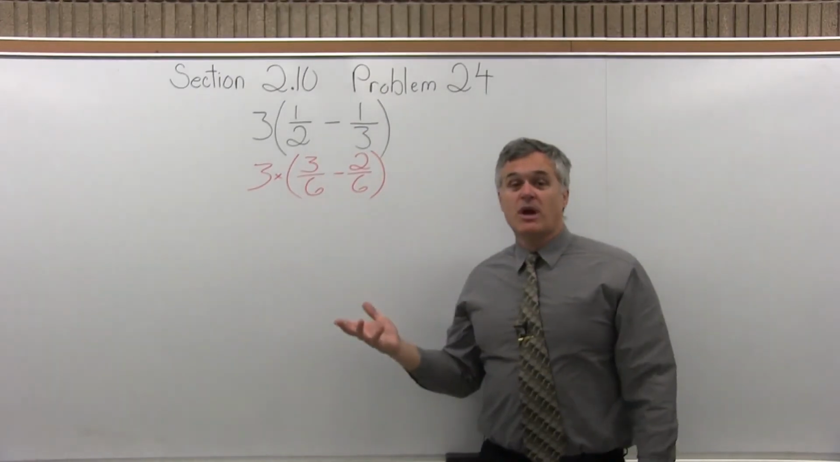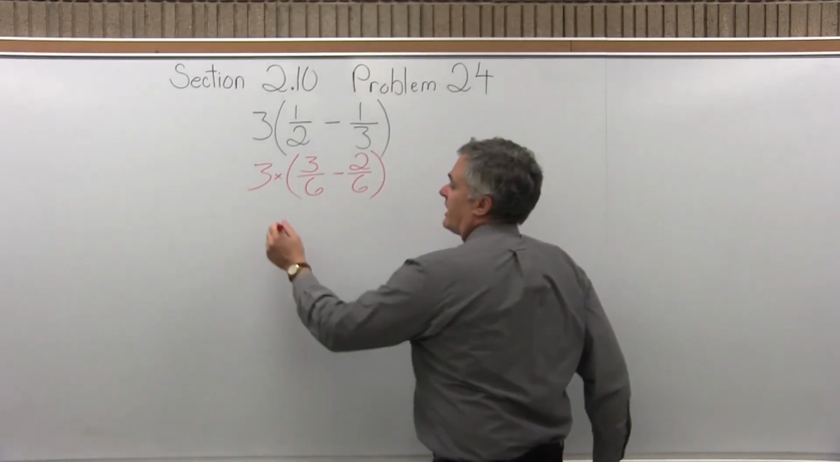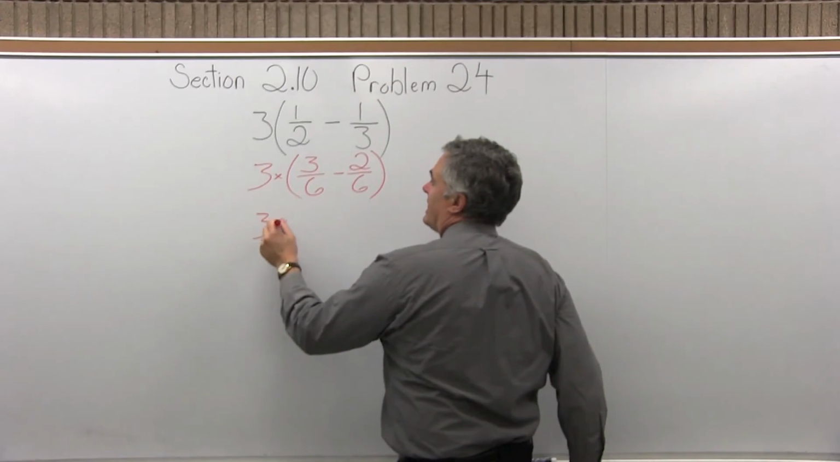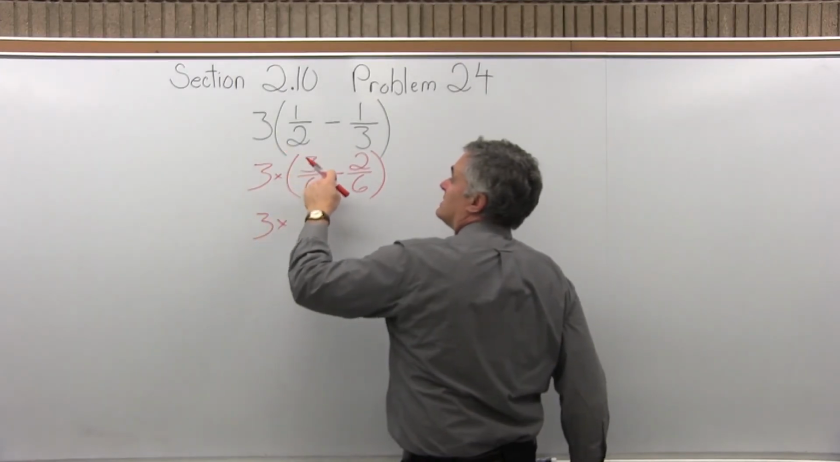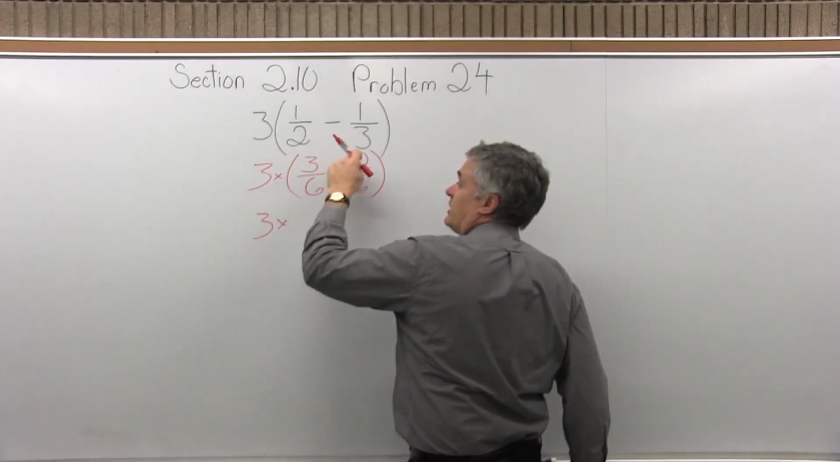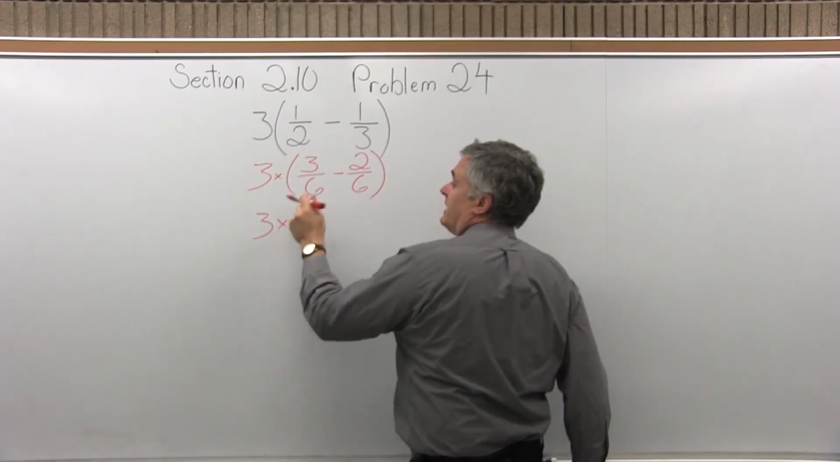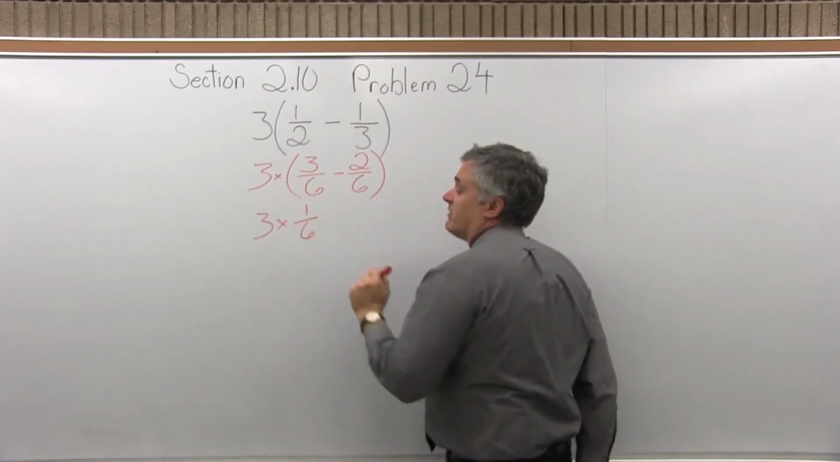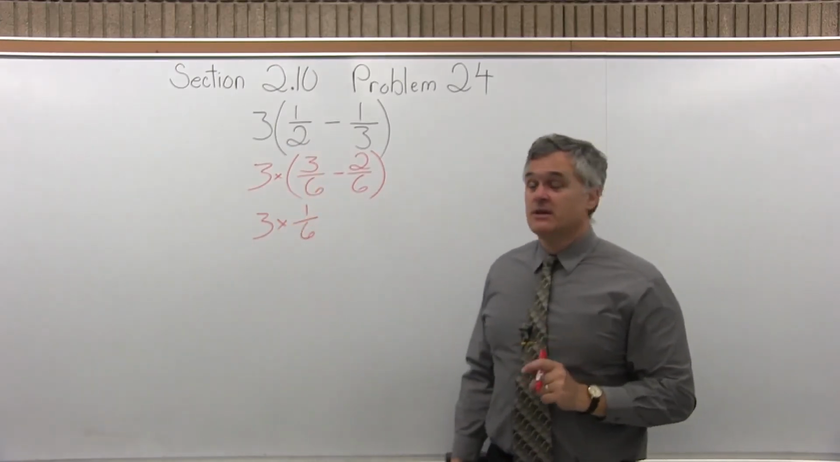Now I can complete my work in the parentheses. So I have a 3 out in front times 3/6 minus 2/6. So combine the numerators. 3 minus 2 is 1. And the common denominator stays. So I have 3 times 1/6.